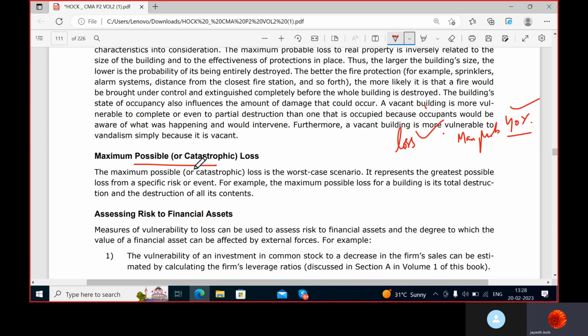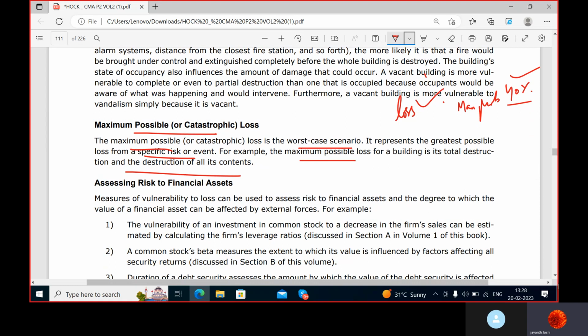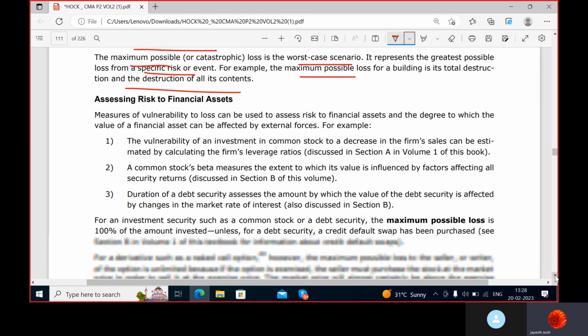Understood? So, the maximum possible loss is the worst case scenario. It represents the greatest possible loss from a specific risk or event. For example, the maximum possible loss for a building is its destruction and destruction of all its contents. That is the maximum possible loss which you can see from a building's perspective, correct? The maximum extent of the loss, the maximum amount of damage that can happen. That is what they are speaking about.